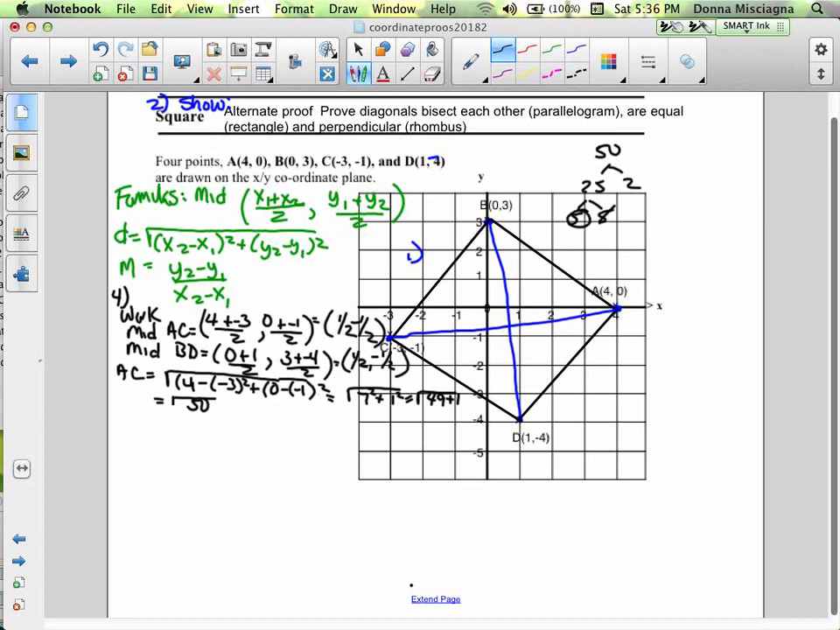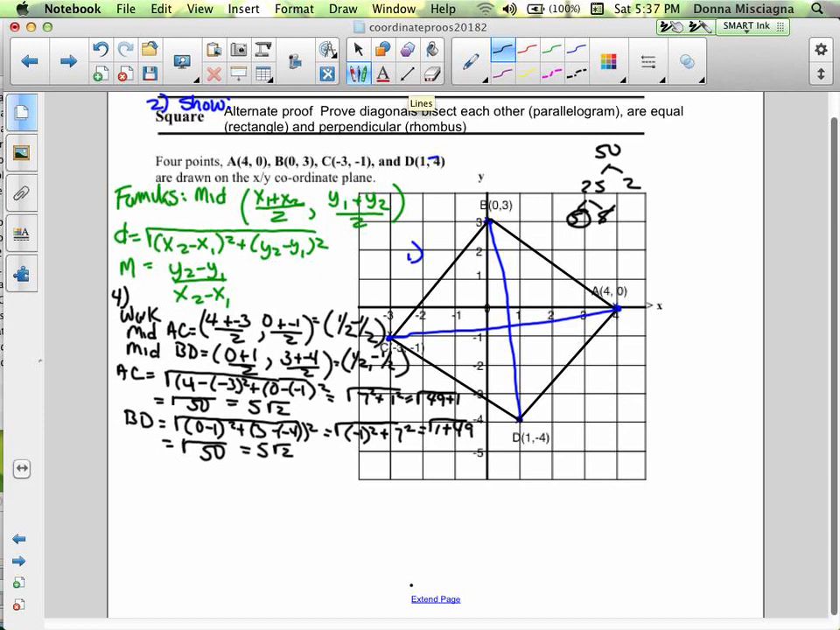So 1 5 comes out, 1 5 goes away. So square root of 50 is 5 square roots of 2. And now let's find the length of BD. So that's going to be the square root of 0 minus 1 squared plus 3 minus a negative 4 squared, which is negative 1 squared plus, that'd be 3 plus 4, so that's 7 squared. So that's square root of 1 plus 49, which is the square root of 50, which we already know is 5 square roots of 2.